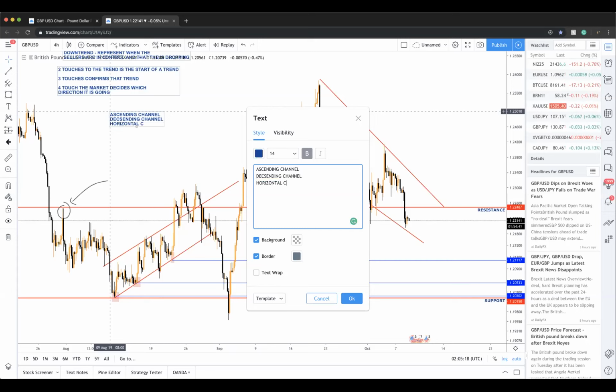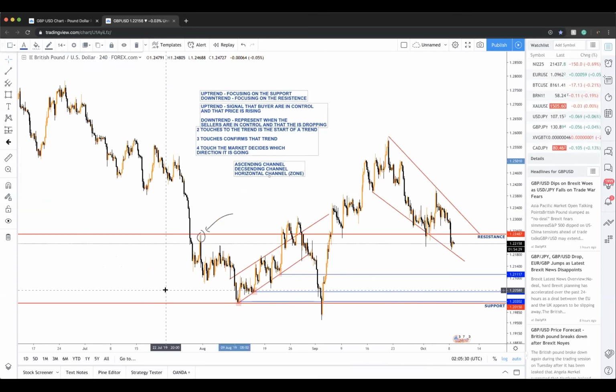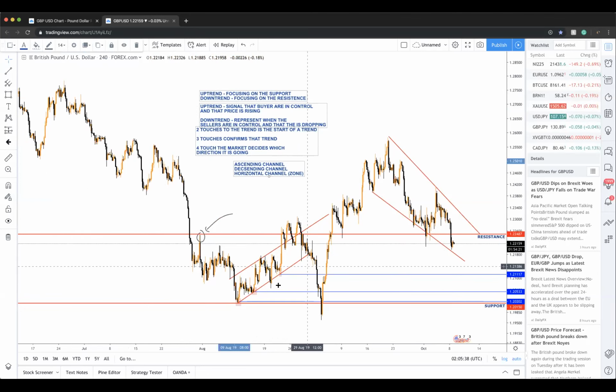Now, a horizontal channel is, in other words, a zone. So for instance here, when we speak about support or resistance, on the market moving sideways, where that support and that resistance is, that can be considered a zone.